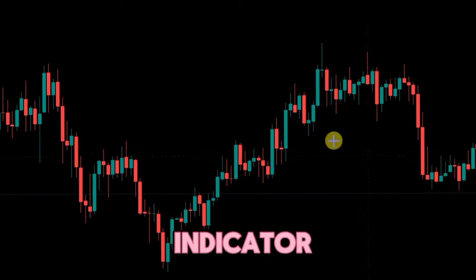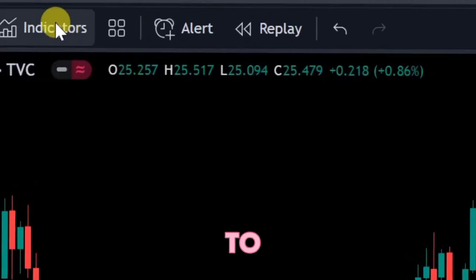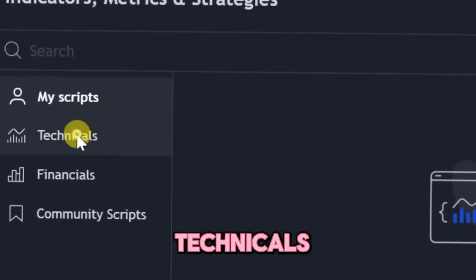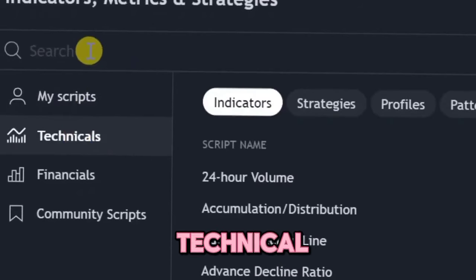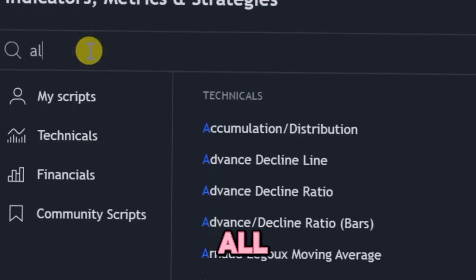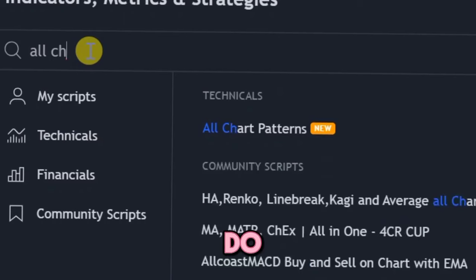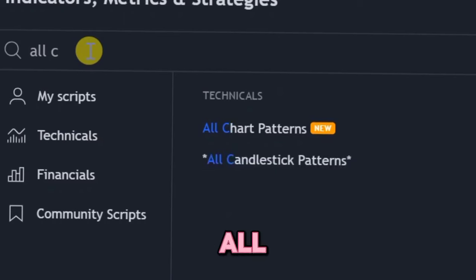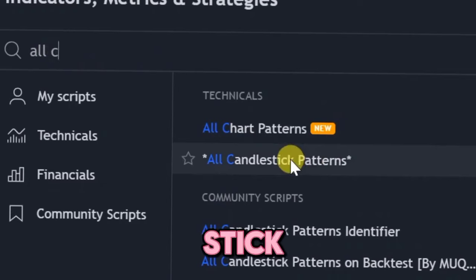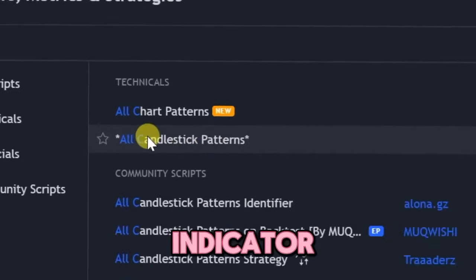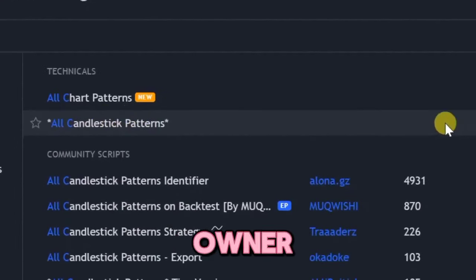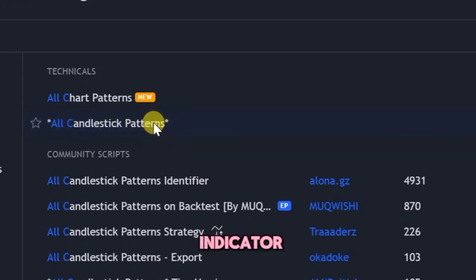To pull this indicator onto your chart, you just have to head over to the indicator section right here, click on it, and then click on technicals. After you click on technicals, the next thing to do is to type "all candle". You can just type all candlestick patterns, and this is the indicator you're going to be selecting. The owner is unknown, so just select this all candlestick patterns indicator.